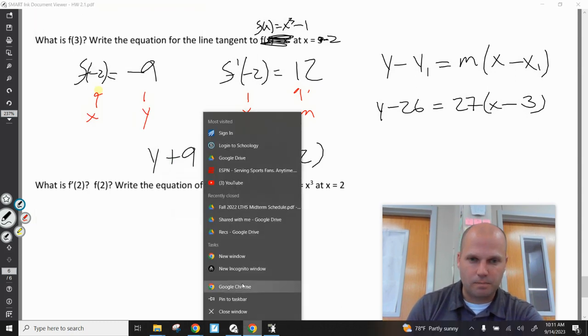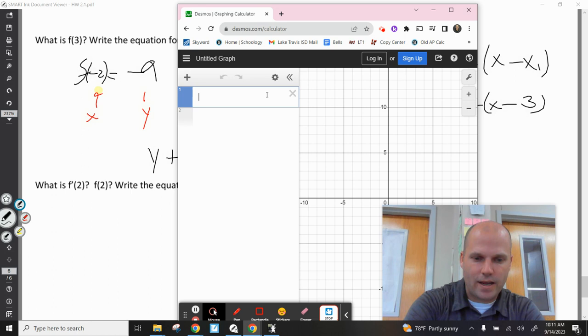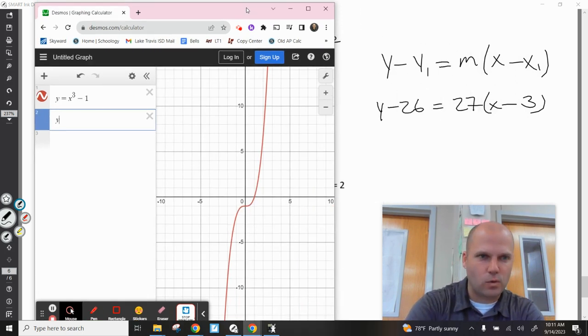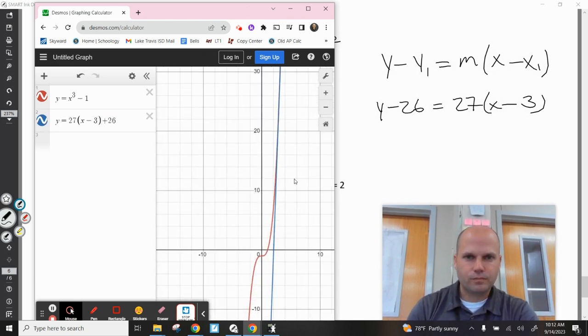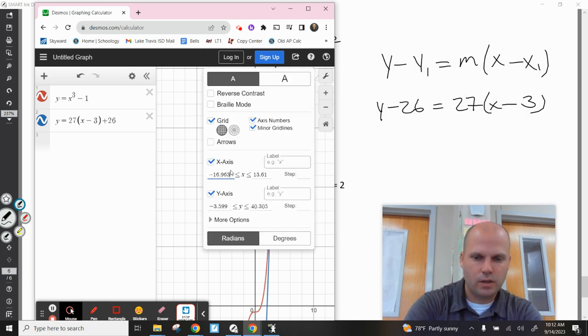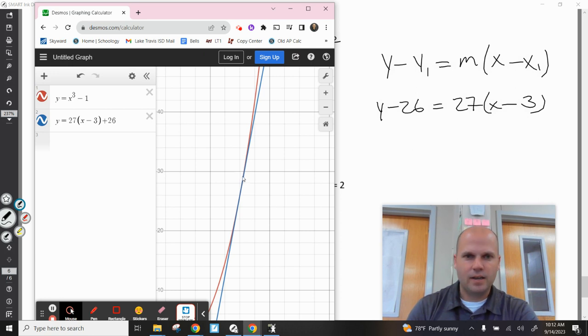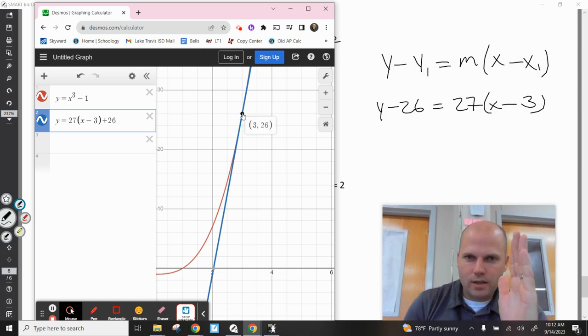I'm going to use Desmos just because it's easier to move around and do it quicker. Let's look at y equals x cubed minus 1. In class, we did x cubed minus 2. Let's look at our first equation, y equals 27 times x minus 3 plus 26. Boom. I can shrink my x's to be from about negative 2 to 4. And boom, there's that tangent line. We can see the slope is 27. That's how quickly the function is changing. We can see that we are meeting up at this point, 3 comma 26, the location of the tangent line. The x comma y comes from our equation. The m comes from f prime.